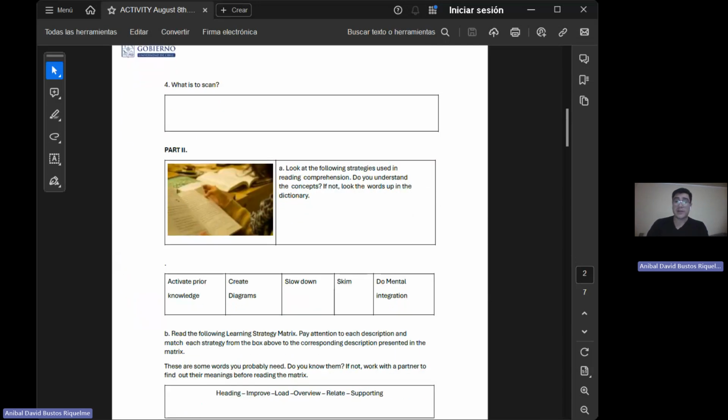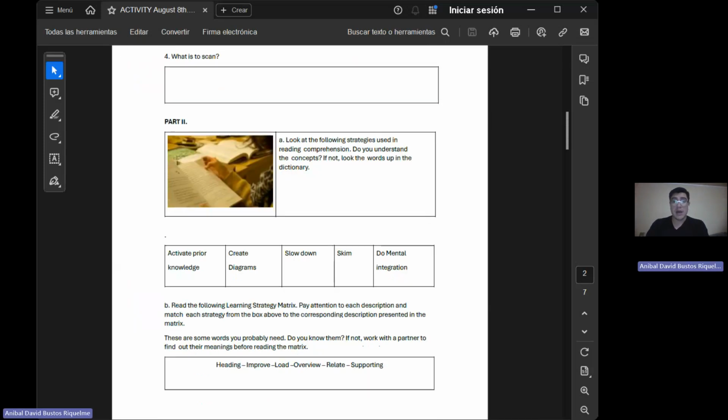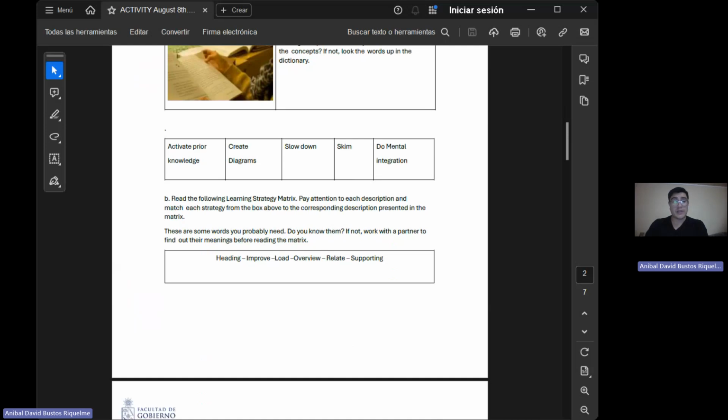In part two, we've got look at the following strategies used in reading comprehension. Do you understand the concepts? If not, look the words up in the dictionary. We have activate prior knowledge, create diagrams, slow down, skim, and do mental integration. Once you understand those words and those concepts, proceed with the next part. Read the following learning strategy matrix.